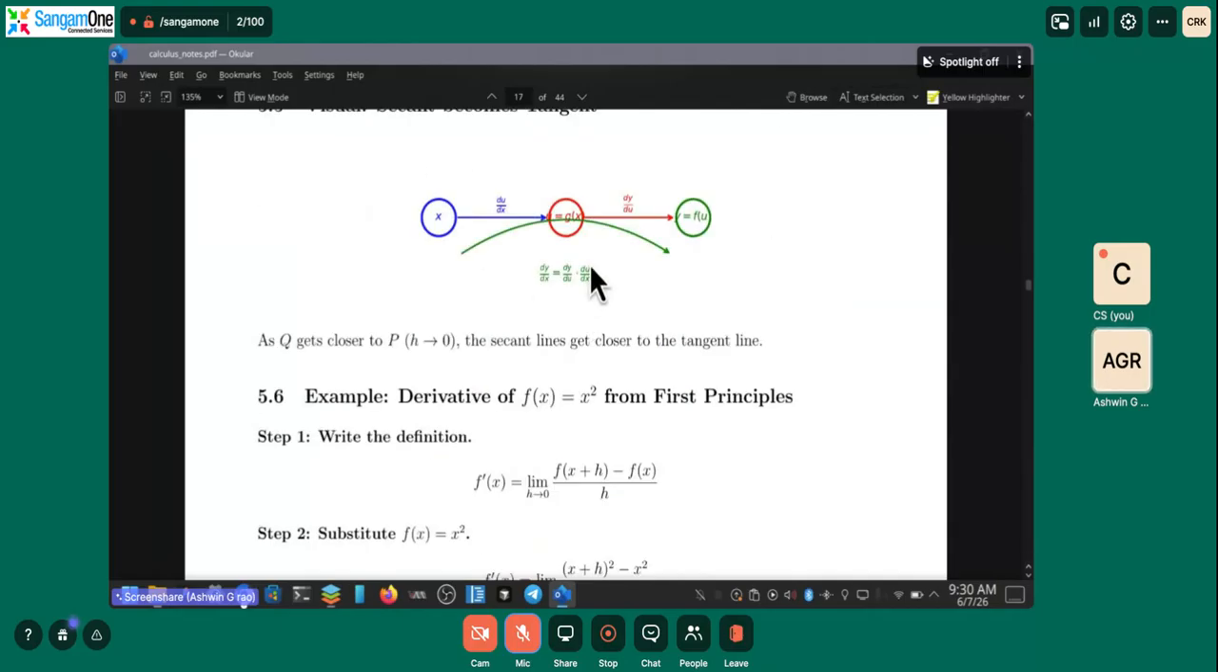This is the chain rule. You can see dy by dx is equal to dy by du into du by dx. Here du by dx is the x component. This u is equal to g of x, where g is equal to x. Then dy by du is the outer function y.